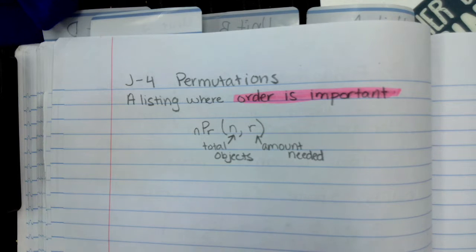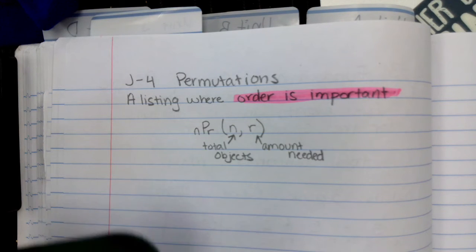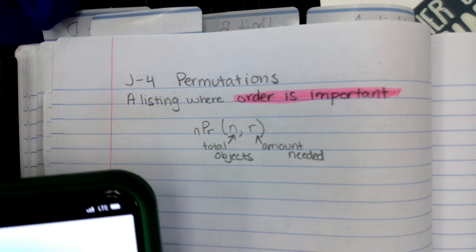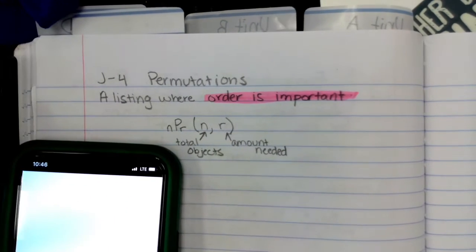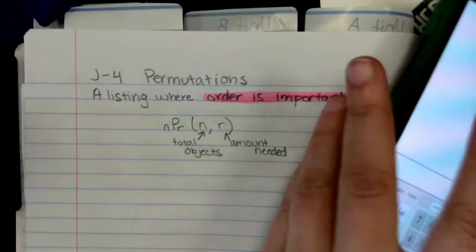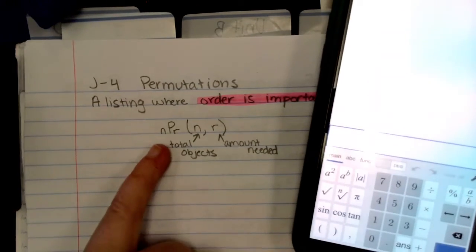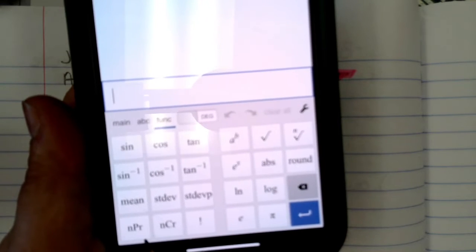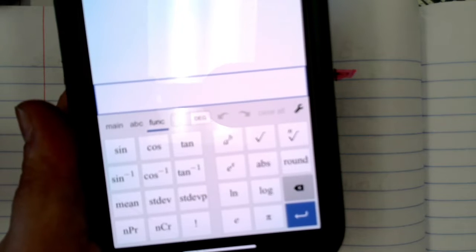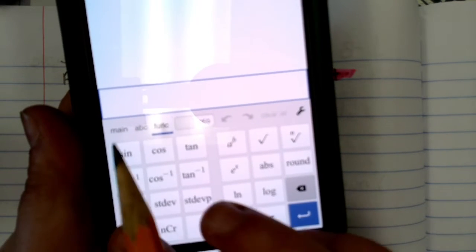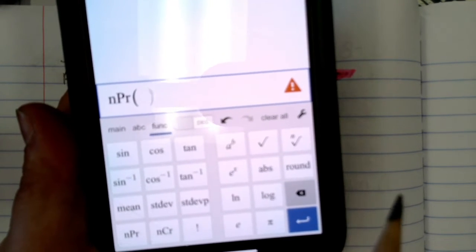You guys all have Desmos on your computers. To get to this NPR, we go to this FUNC, F-U-N-C, and then down in the bottom corner there's this NPR and NCR. Today we're going to do P for permutations, so NPR. We're going to go back to the main menu up here, and then we type in our number.